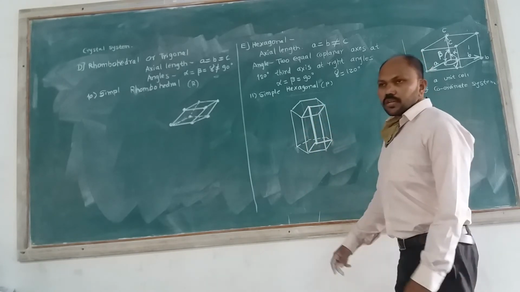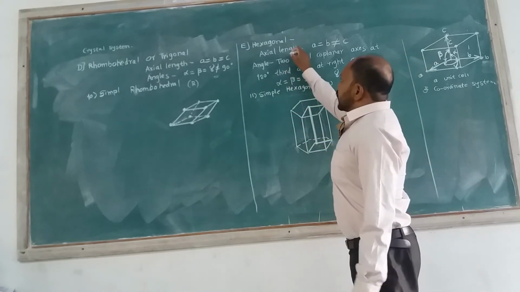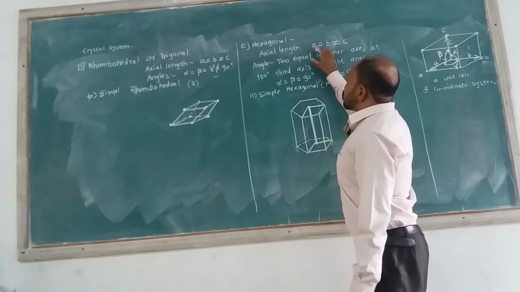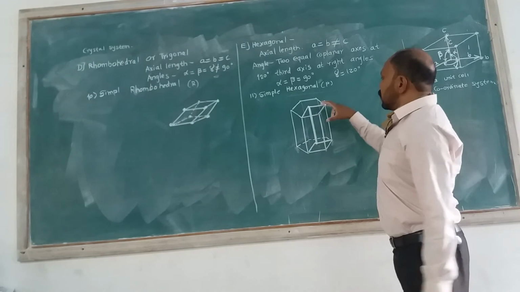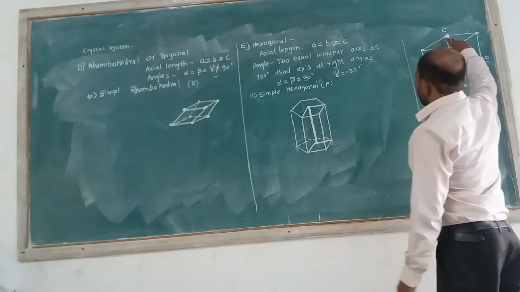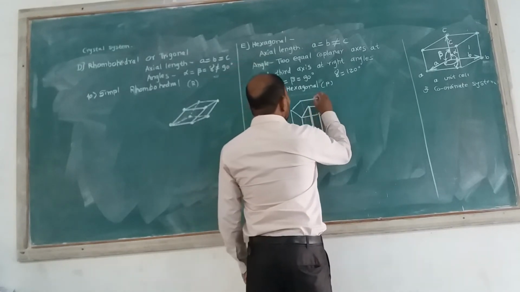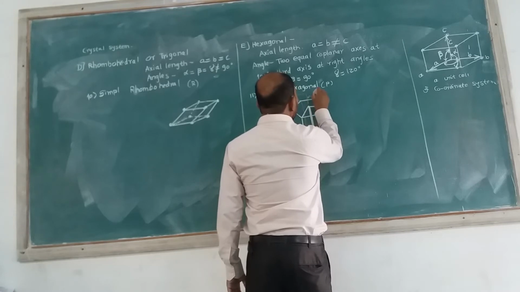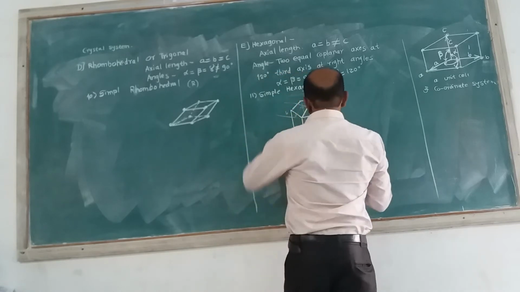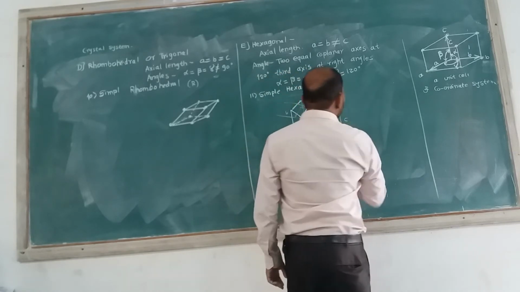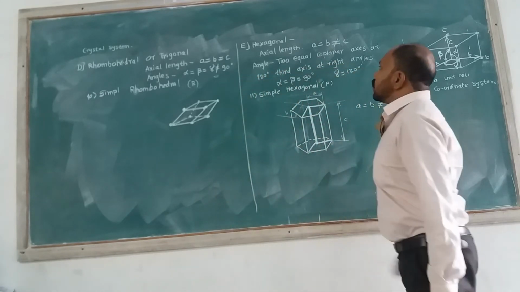So this type of crystal structure is available under the heading of hexagonal system. If we consider the axial lengths, then distance A is equal to distance B, but these two distances are not equal to distance C. If we consider C as the vertical distance, then this vertical distance is different. So A is equal to B and C is not equal to A and B.